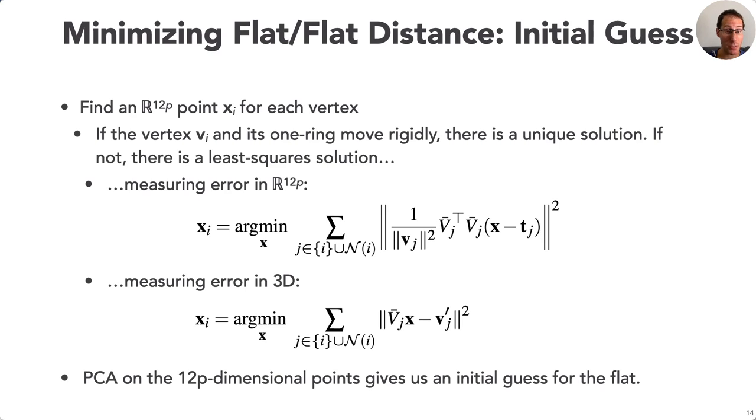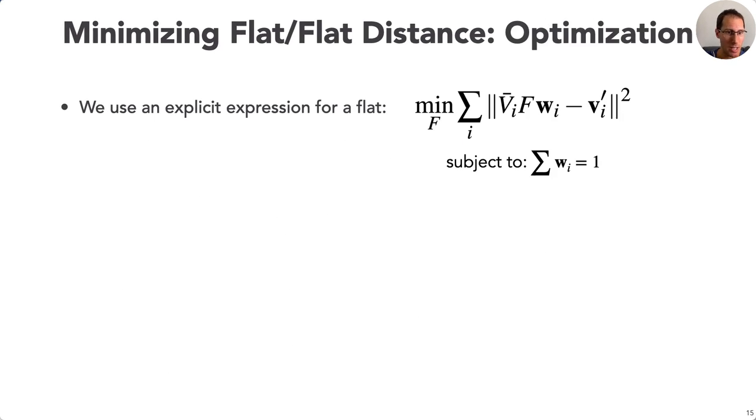And then once we have a bunch of points in 12p dimensions, one for each vertex, we can run PCA, principal component analysis, on those points, and then keep only the first handles minus one dimensions of that principal component analysis. And that gives us an initial guess for a flat.